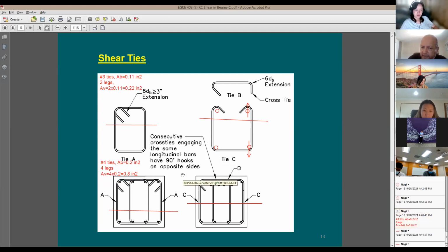All right. I have 4 legs. Each one of them has a cross-sectional area of 0.2. So I have a total of 0.8 square inches. In this case, I have a total of 0.22 because I have only 2. And we're talking about number 3 versus number 4. Are we good? I have a question in the previous formula.